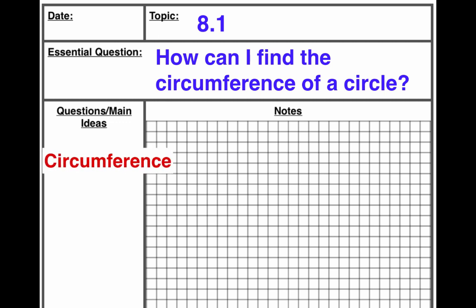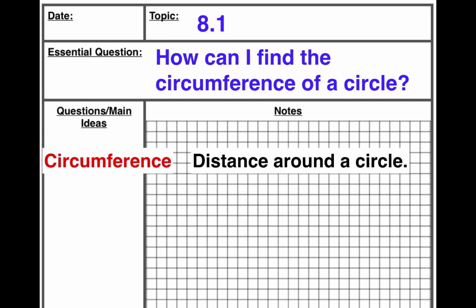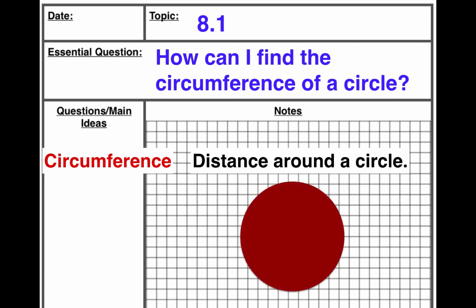Okay, so we know what circumference is, but we're going to write it in our notes one more time. It's the distance around a circle. So if someone says we're measuring the circumference, what we're measuring is how far around the circle does it go. Now to do this, it's a little bit challenging because circles are obviously round and rounded objects are hard to measure. So luckily, we've got a formula to help us out.